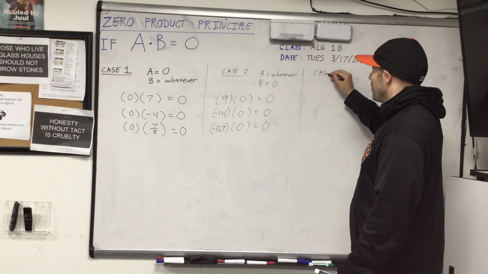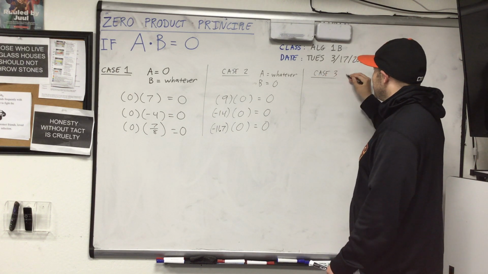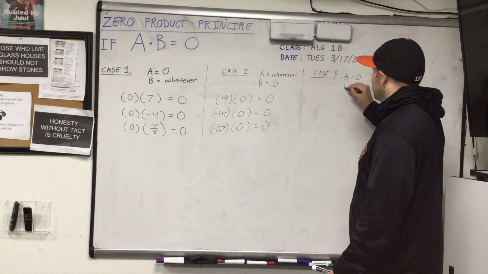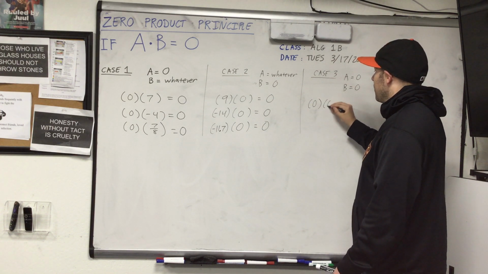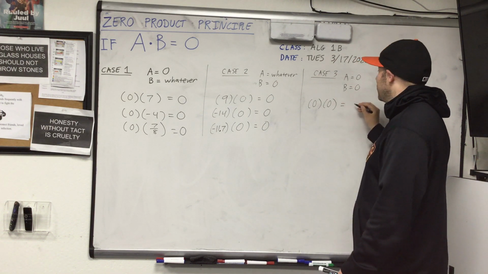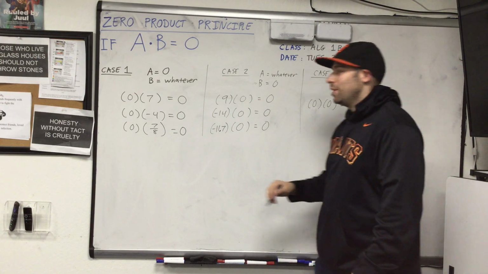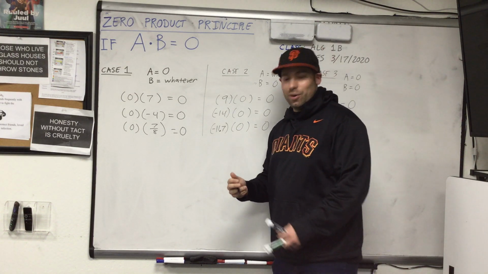In this case, there's only one problem I can make. Zero times 0 is still 0. So all these cases check out.